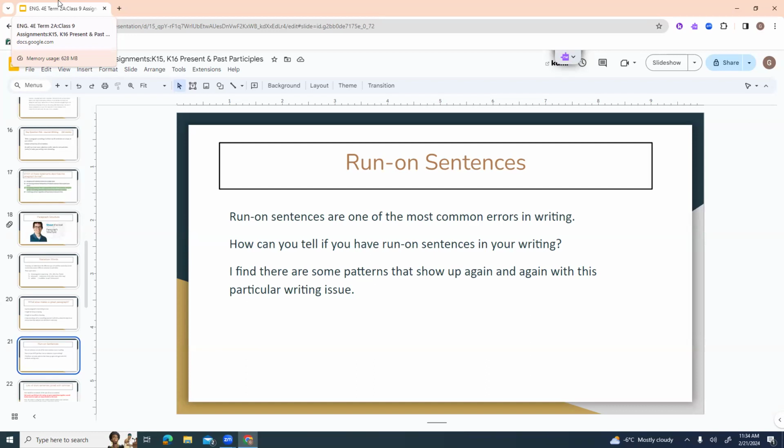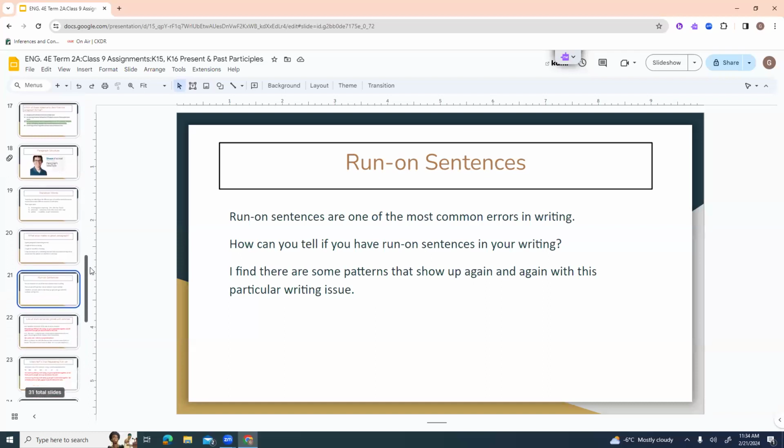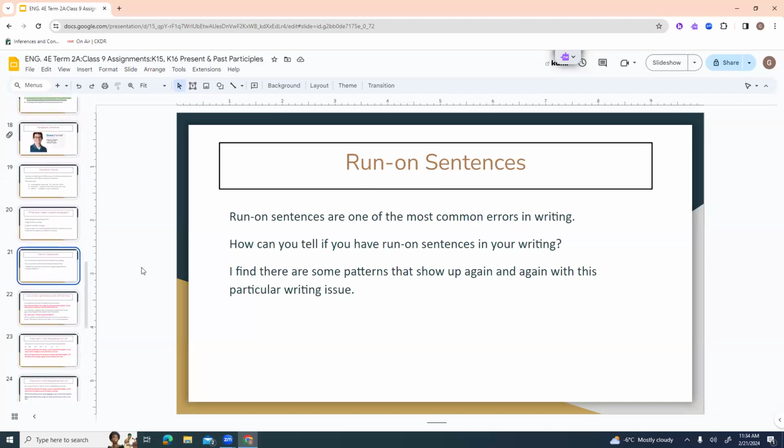I do find when I'm marking that there are certain patterns that show up again and again with this particular writing issue. So rather than just talking generally, I'm going to give you a very specific example and show you different ways you can fix it. Because there's more than one way to fix it. And that's where the revising step comes in, right?